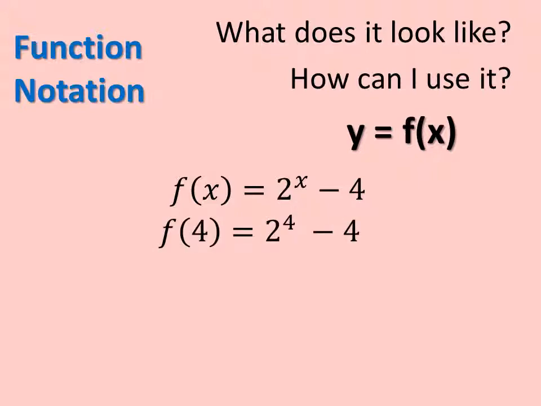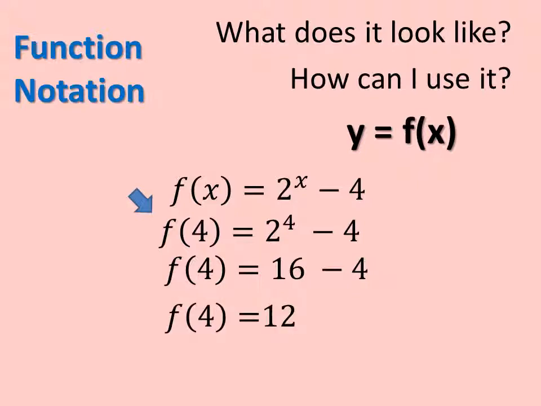We're going to plug in 4 everywhere there was an x. So now on the right hand side we have 2 raised to the 4th power minus 4. Let's go ahead and work this out. We're just going to work on the right hand side, leave the left hand side alone. 2 raised to the 4th power is 16. So now we have 16 minus 4. 16 minus 4 is 12, and there is our answer. Notice we did all the work on the right hand side.